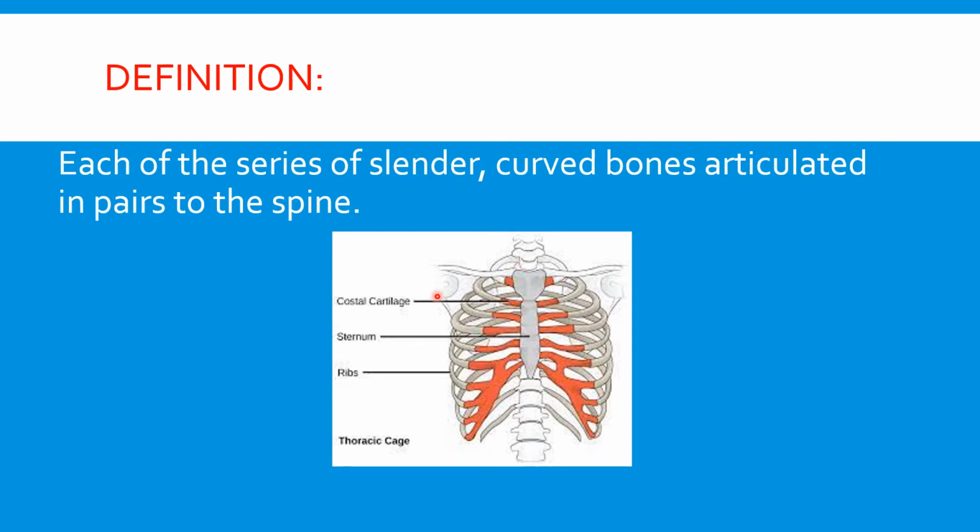They are articulated in pairs. The ribs are always present in the form of pairs, which means 12 pairs are present on the right side and the other 12 pairs are present on the left side, attaching to the spine. You are seeing in the definition, articulated in pairs to the spine. Spine means vertebral column, so they are all attached to your vertebral column, and the vertebral column is commonly known as backbone.